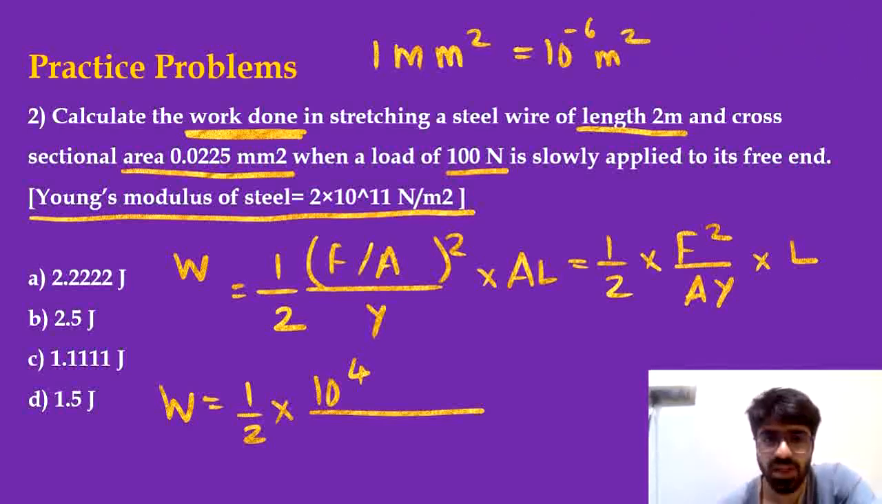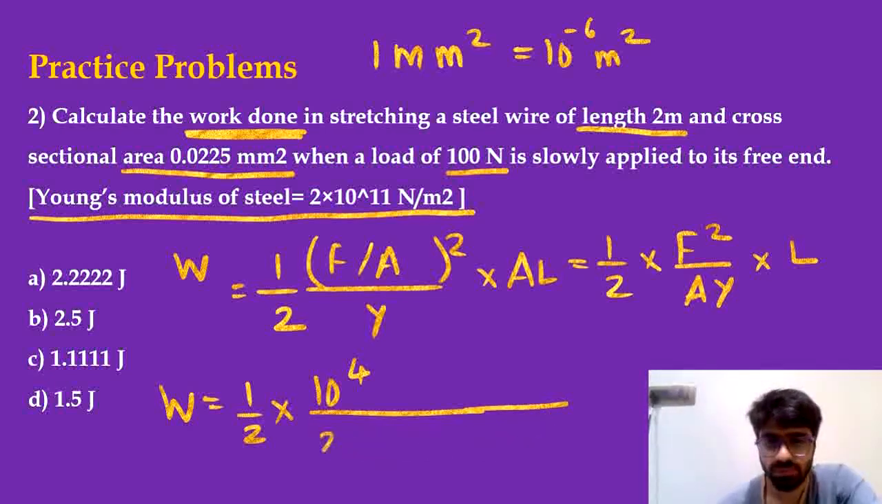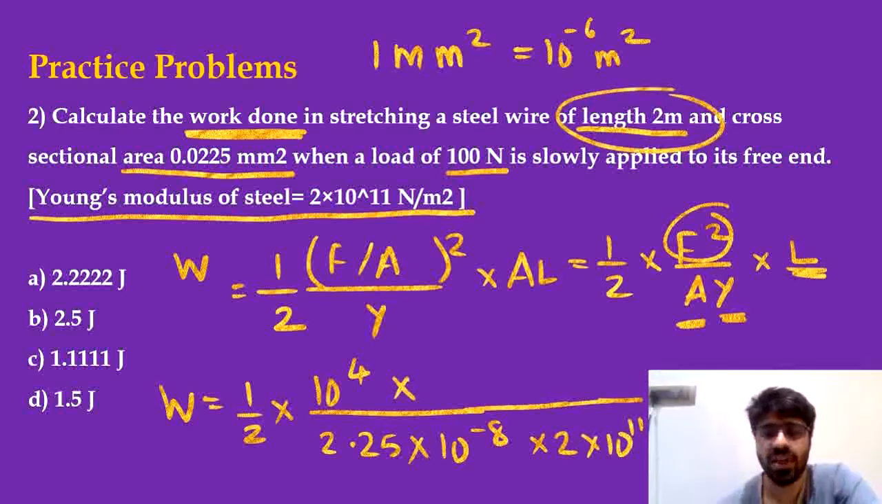So we write this 0.0225 millimeter square as 0.0225 into 10 to the power minus 6 meter square. We can further simplify and write it as 2.25 into 10 power minus 8. Writing it as 2.25 into 10 power minus 8 would be a better option. Multiplied by, we have written F square, we have written A, we are yet to write Y. So Y will be 2 into 10 power 11. And in the numerator you have L, the length of the wire being 2 meters.